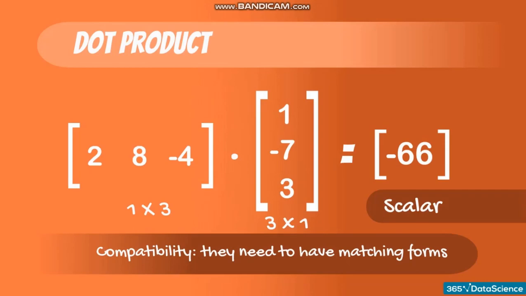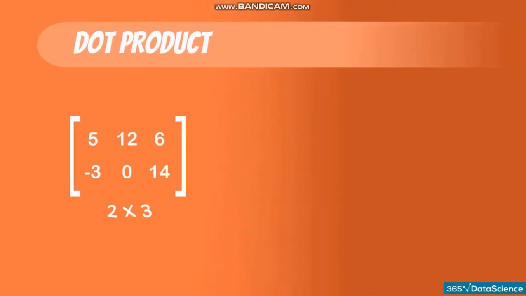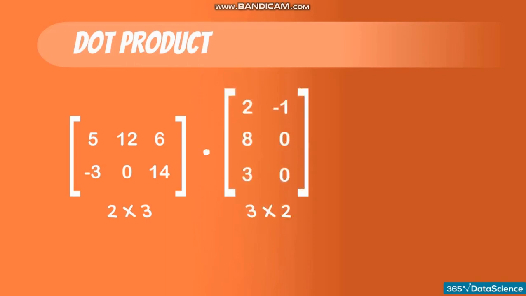All right. Time to take the two matrices and multiply them. The first is the same one from the beginning of the example. The second will be a 3 by 2 matrix: 2, minus 1, 8, 0, 3, 0. The first thing we need to do is check their compatibility. 2 by 3 times 3 by 2. The forms are matching, so we are good to go. The next step is to find the shape of the output matrix. The matching dimension disappears, so the resulting shape is 2 by 2.